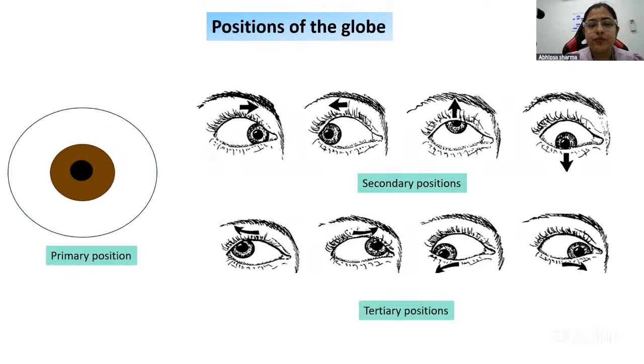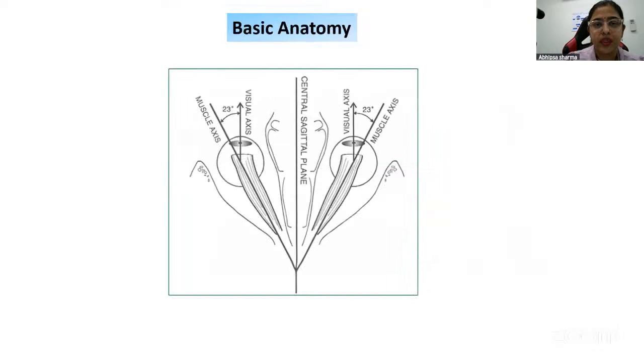So there are various positions of the globe. The primary position is when the eye is looking straight forwards. The secondary position is again abduction, elevation, depression and adduction. And the tertiary positions are when the eye is moving up and in, up and out, and then down and in and down and out. These are the tertiary positions of the globe.